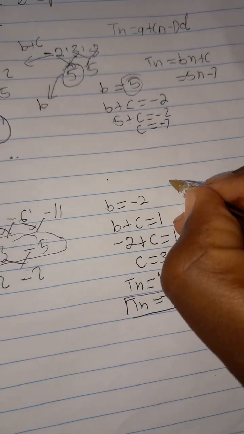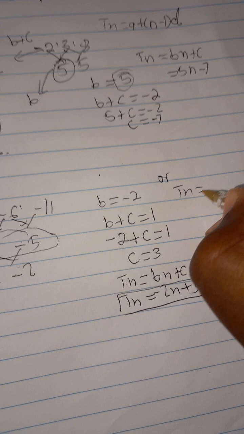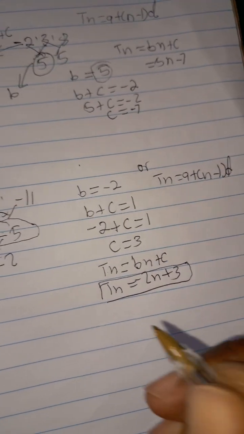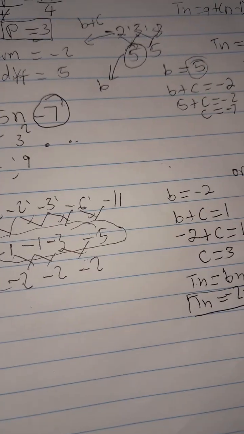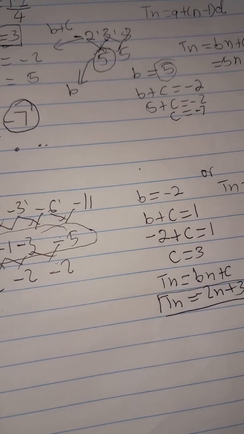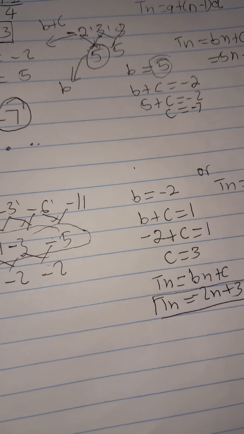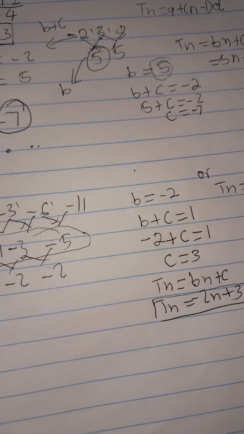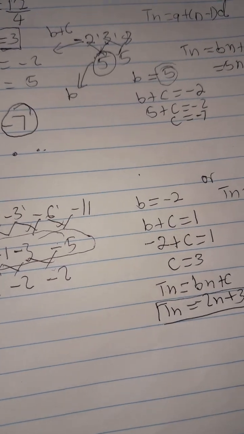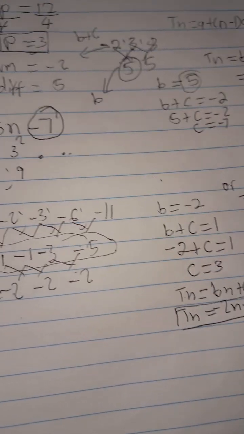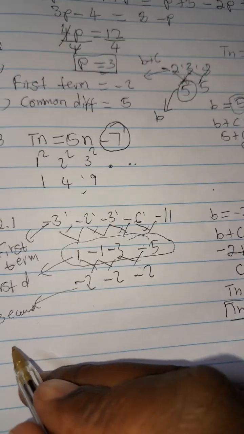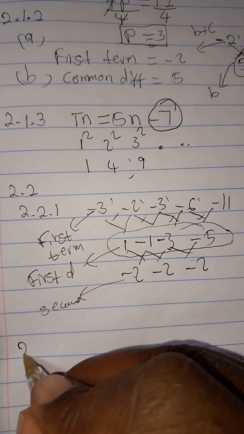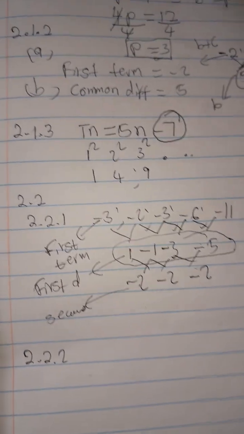Or you could use this method, Tn equals a plus n minus 1 d. You're still on the right track. We can check to verify: put position 1, negative 2 plus 3, we get positive 1. Let's put 2, we get negative 1. Let's put 3, we get negative 3. Let's put 4, we get negative 5. So it's correct. That's the solution in 2.2.1. Then let's go to 2.2.2.